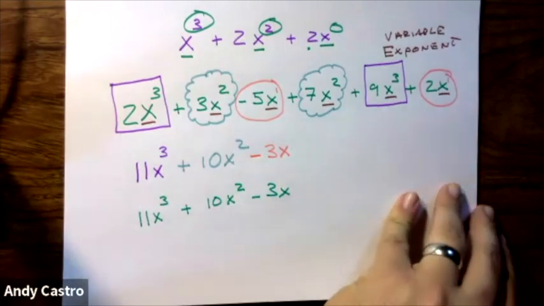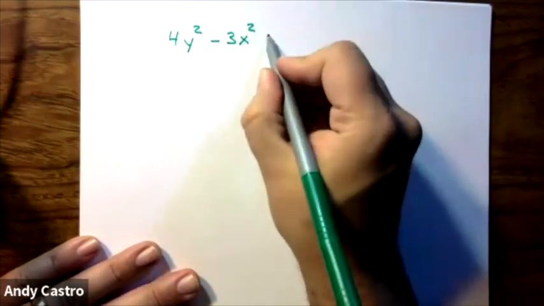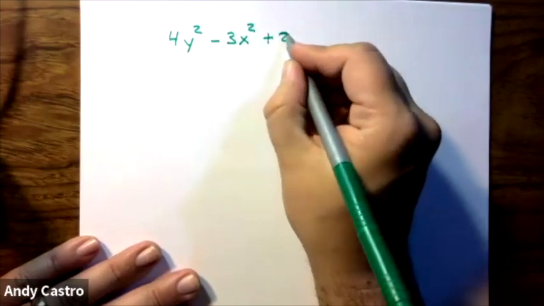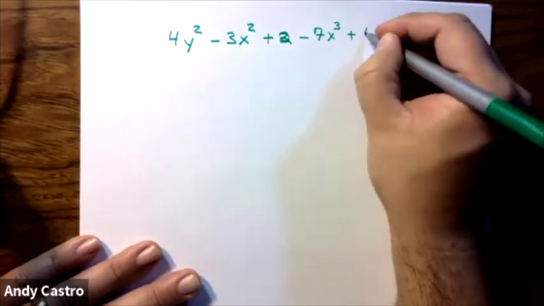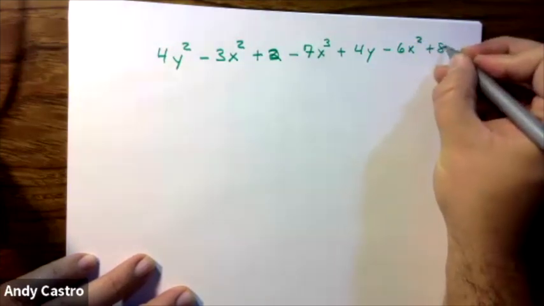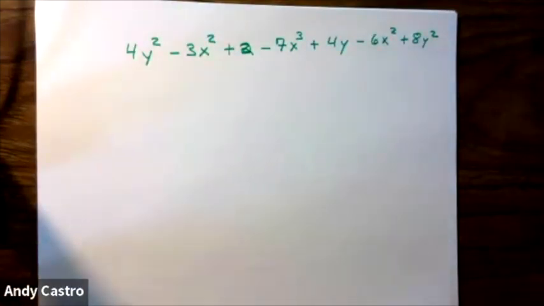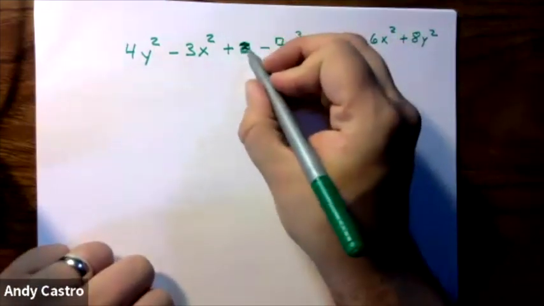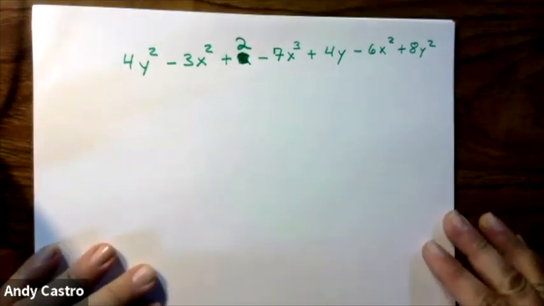All right. Let's look at another one. What about this number? All right. I've got 4y squared minus 3x squared plus 2. That 2 doesn't look too good, so I'm going to write it like that. Minus 7x cubed plus 4y minus 6x squared plus 8y squared.